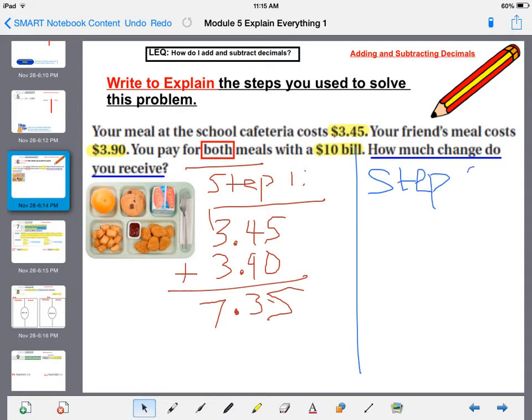Now your step 2, because had it just asked how much is yours and your friend's meal altogether, that would have been the final answer. However, what it's asking is, I paid for both meals with a $10 bill. How much change are you going to receive if you do that? So you handed the cashier a $10 bill, which is what you start with. From that, you're going to subtract the cost of yours and your friend's meal, which is $7.35.